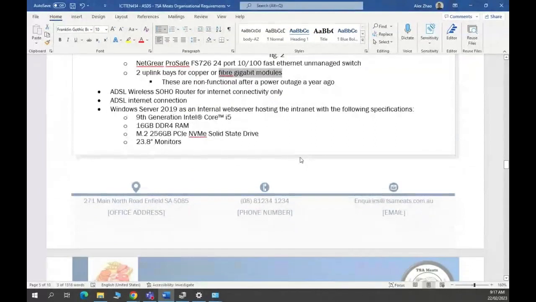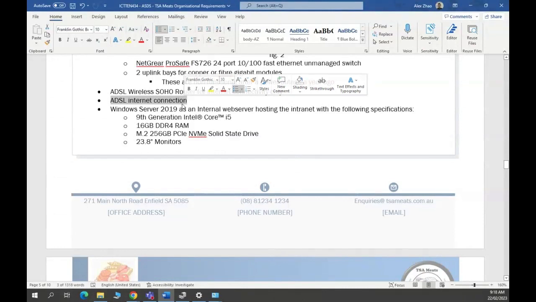The ADSL wireless SOHO router. SOHO means small office, home office, so it's not really something for a big or medium-sized business. It's only really for small business. It's for internet connectivity only, so it's not for wireless access for the users here. They've got an ADSL internet connection. When we say ADSL, we're talking about pre-broadband, pre-NBN. We're talking about 1.5 megabits per second up to 25 megabits per second if you're right next to the exchange. So not very fast.